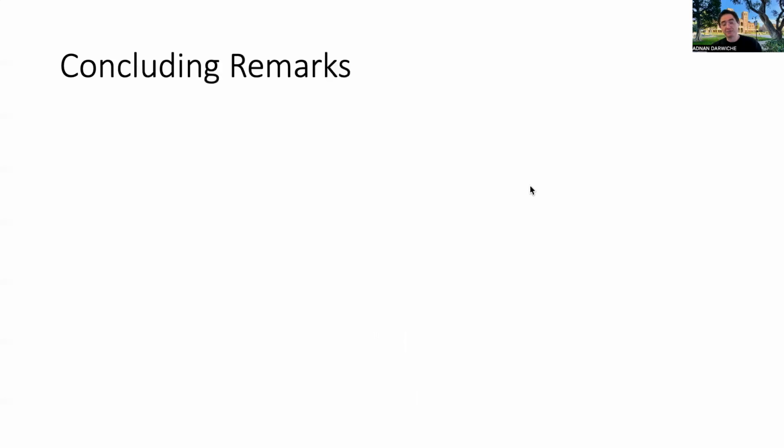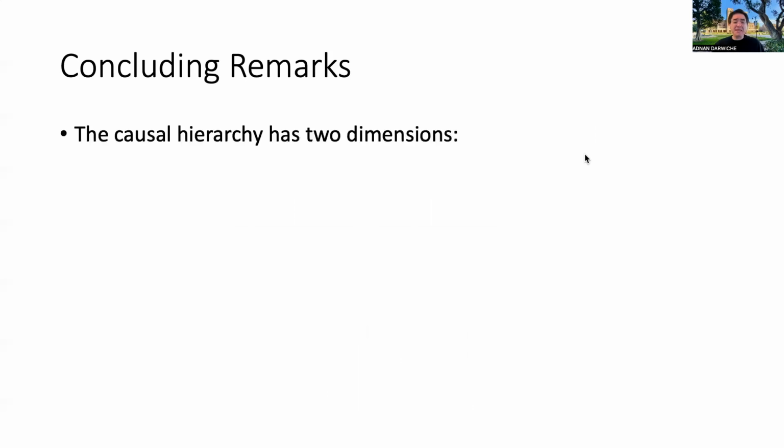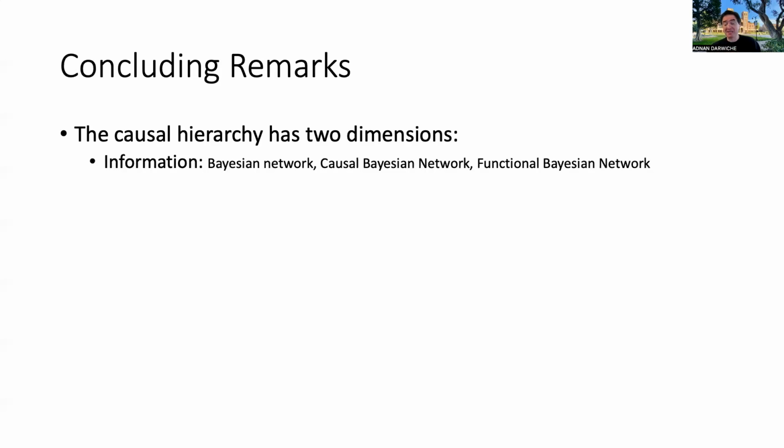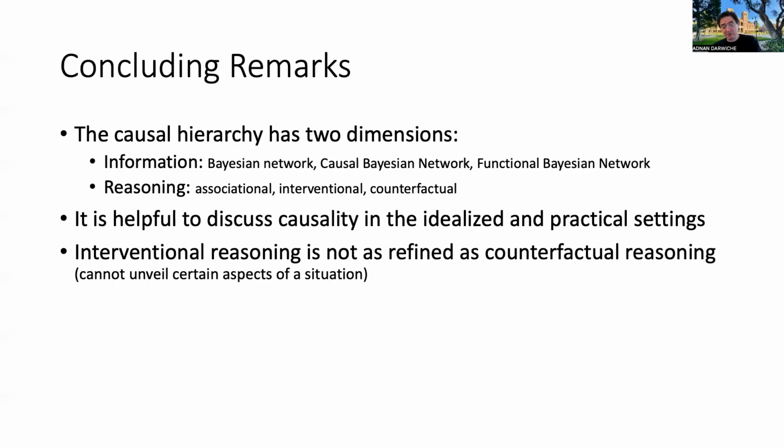I just want to make a couple of concluding remarks on our discussion. The causal hierarchy really has two dimensions. There is the informational dimension: as you move up the ladder, you need more and more information. And there is the reasoning dimension: as you move up, you have more sophisticated reasoning, from association to intervention to counterfactual. The other important thing from today is that interventional reasoning is not as refined as counterfactual reasoning. We've seen examples of that, so it cannot unveil certain details or aspects of a situation.